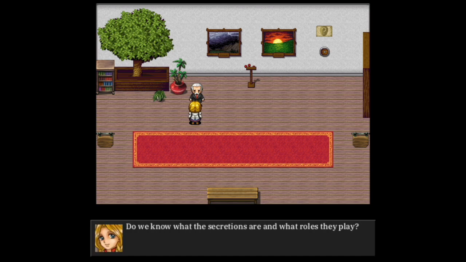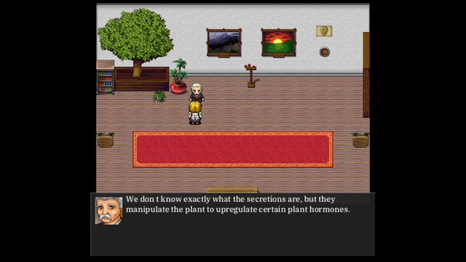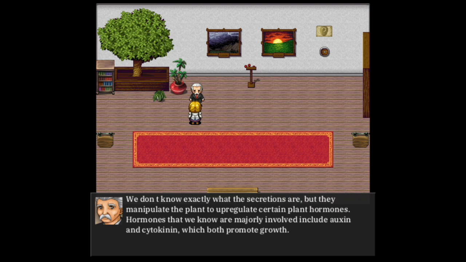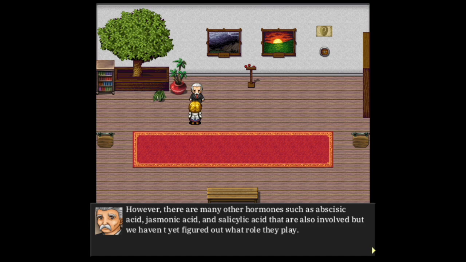Do we know what the secretions are and what roles they play? We don't know exactly what the secretions are, but they manipulate the plant to upregulate certain plant hormones. Hormones that we know are majorly involved include auxin and cytokinin, which both promote growth. However, there are many other hormones, such as abscisic acid, jasmonic acid, and salicylic acid, that are also involved, but we haven't yet figured out what role they play.